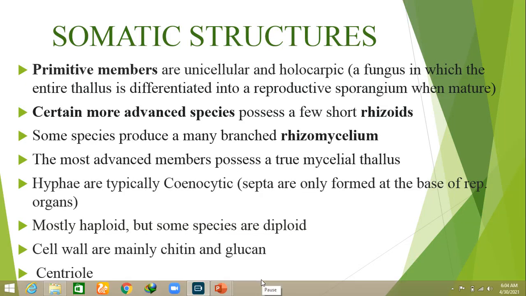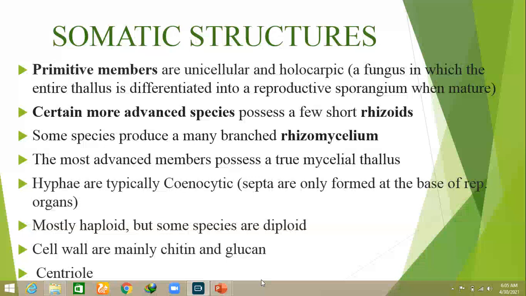The primitive members of this class are unicellular and holocarpic. Such members do not possess any mycelium, and sometimes in the early stages of their development they lack cell walls. Certain more advanced species possess a few rhizoids which anchor the unicellular organism to its substratum. The rhizoids are short, possessing thin branches, and resemble a root system. Some species produce a many-branched rhizomycelium. The hypha-like filaments of this system do not contain nuclei.